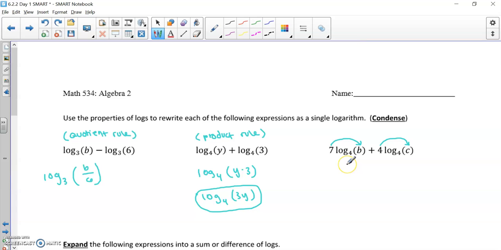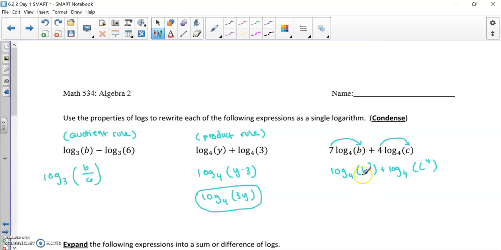All right, so now this is the opposite of what we did with the power property before. Before, we chucked the exponent to the back seat, right? And now we're taking it and bringing it back to the front, inside. So I can rewrite this as log base 4 of b to the 7th plus log base 4 of c to the 4th. All I did was bring these exponents back and make them into exponents.